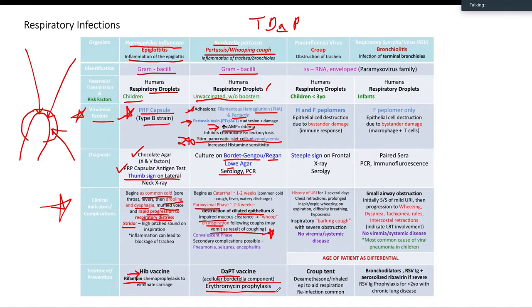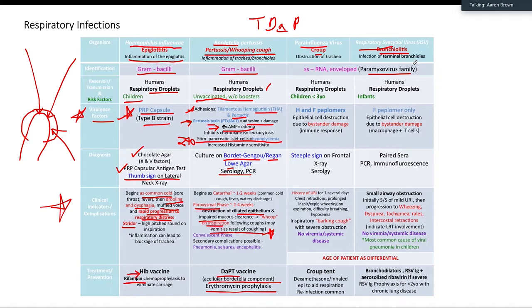All right. So those are two bacterial causes. Moving into our viral causes, we have our parainfluenza virus causing croup and our RSV causing bronchiolitis. Now, these two are very, very different. Are they in the same family? Yes, they're both in the paramyxo family. However, the way that they present, the way that they manifest their infection, makes them very different. So we're going to talk about what those differences are so we never get them confused.